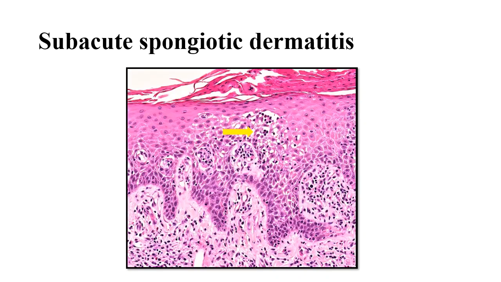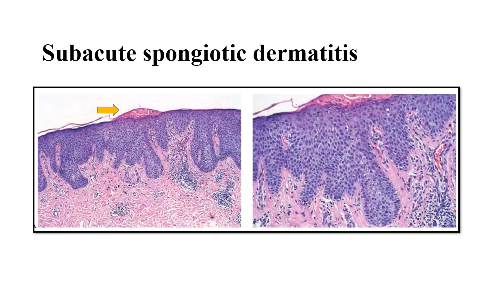Now this is a picture of subacute spongiotic dermatitis. We can see the acanthotic epidermis. There is parakeratosis and focal lymphocytic exocytosis. Another picture showing subacute spongiotic dermatitis. There is irregular acanthosis, spongiosis, superficial perivascular inflammatory infiltrate, and parakeratosis containing plasma is also present. And in this picture we can see that spongiosis is also accompanied by exocytosis of inflammatory cells.